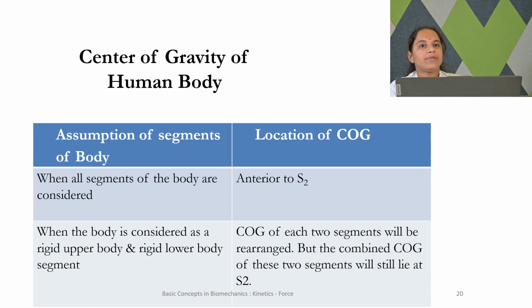So here the center of gravity lies outside the object. Coming to center of gravity of human body, when all segments of the body are considered, then the location of center of gravity is anterior to second sacral vertebra. When the body is considered as a single rigid upper body and rigid lower body, then center of gravity of each of the two segments will be rearranged, but the combined center of gravity will still lie at S2.